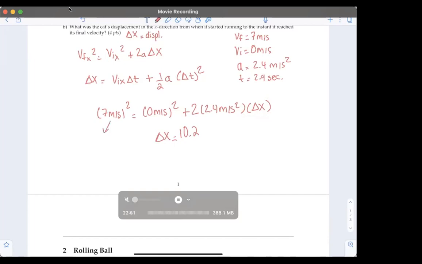So 7 squared is 49. That's meters squared over second squared. This is 0, right? This is 0. And then we have 2 times 2.4 meters per second squared, and then times our delta x, right? This is 4.8 meters per second squared here when you multiply 2 times 2.4. And then that's multiplied by delta x. And this is equal to 49 meters squared over second squared. And then we can divide over.